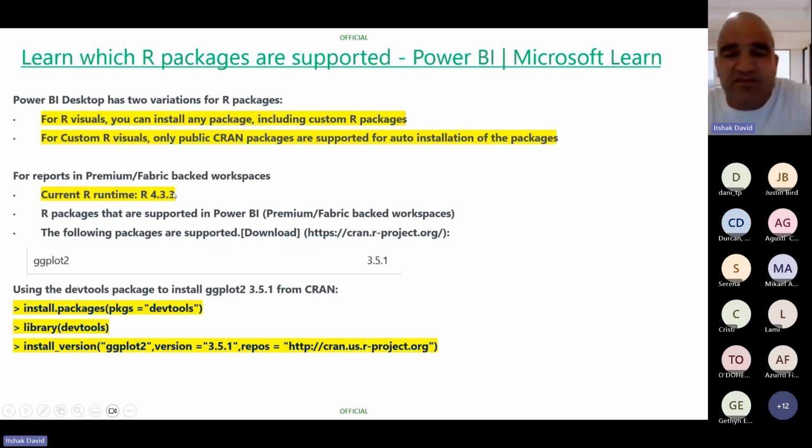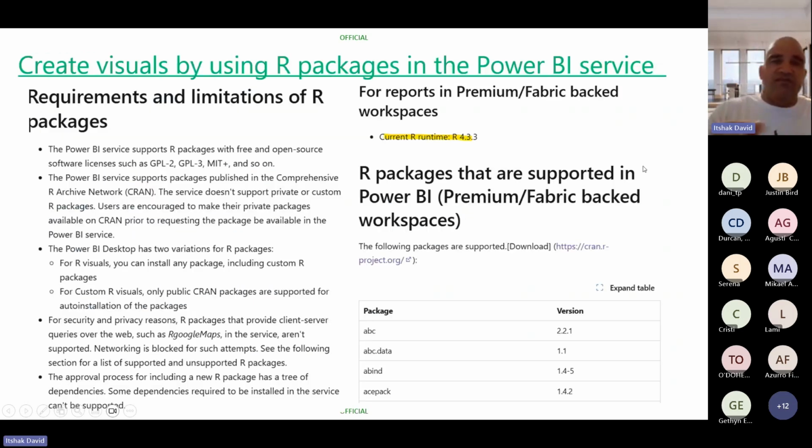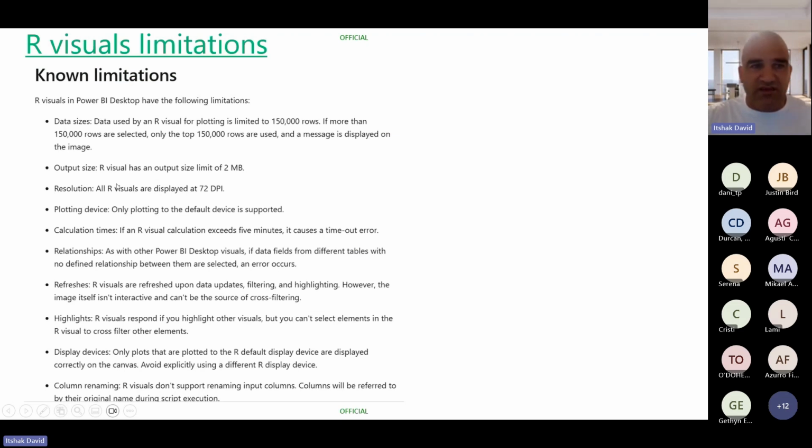So how do you install a specific version of a package in R? install.packages devtools. library devtools will load the library devtools, and then install_version ggplot2 version 3.4.5.1, and this is the repo. Why? Because if you go to this link, you see that R visual uses ggplot2 version 3.5.1. So you can see also that there are requirements and limitations of our packages and these links about the versions, etc. There are limitations on data size, for example, output size, resolution. You can read it here.